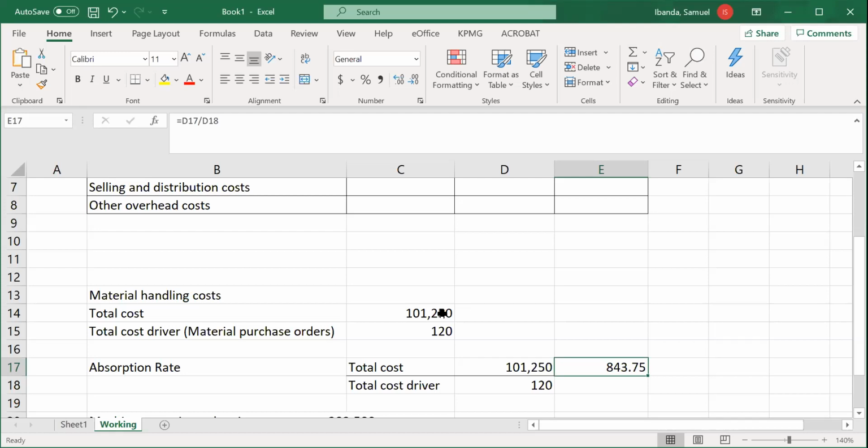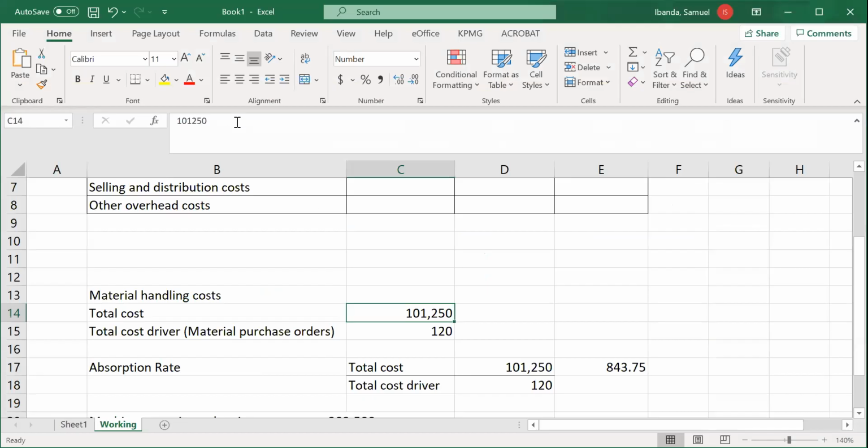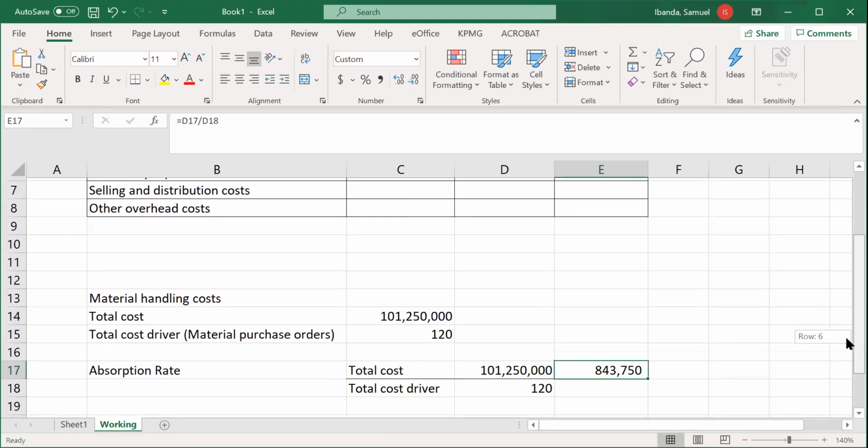But since here we're not working in our so-called thousands, when you look at this value, these figures are in thousands. So to do away with the 0.75, it's better for you to use the thousands as they are. So as you can see, this has changed to now 843750. So 843750 is our cost driver rate. Now, again, I want you to look critical here. So that is for material handling.